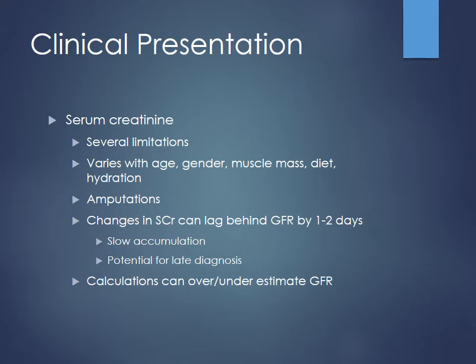It's going to vary with age, gender, muscle mass, diet, and hydration. So for instance, if you have a patient who is an 18-year-old football player on a high protein diet, you would expect their serum creatinine to be higher. They could have a serum creatinine of 1.5 or 2, and you'd think that seems really high, but that could be just their normal, based on their diet and working out a lot.